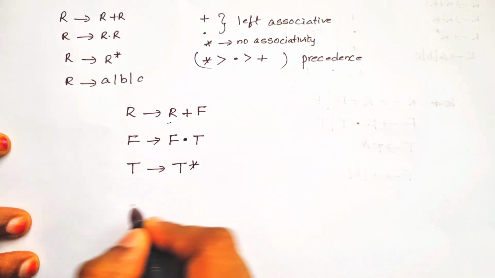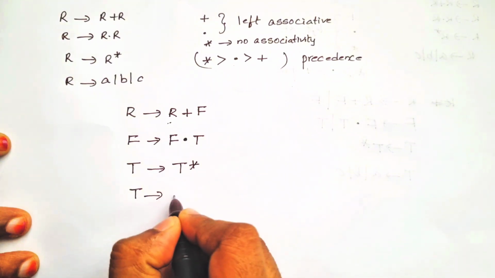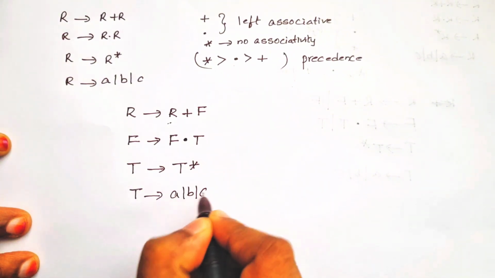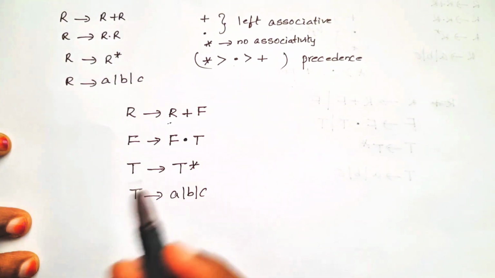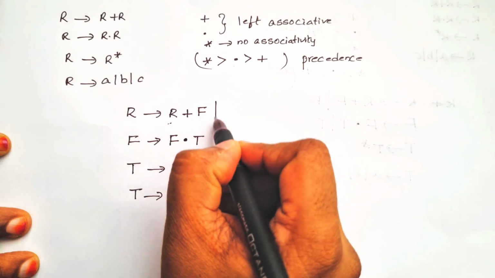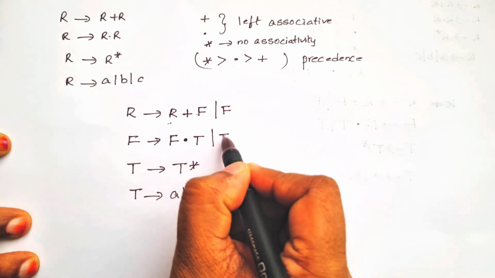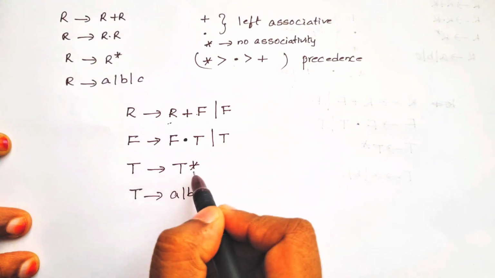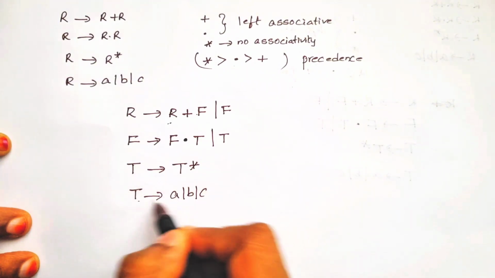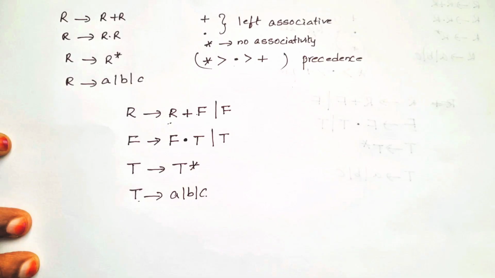You can take the same symbol also, no problem. T star, and at last T goes to A or B or C, and you need to bypass. Bypassing means take the new symbol here. What is the new symbol here? T. No need to write this one. It is going to T goes to A or B or C. This is the unambiguous grammar for regular expressions.